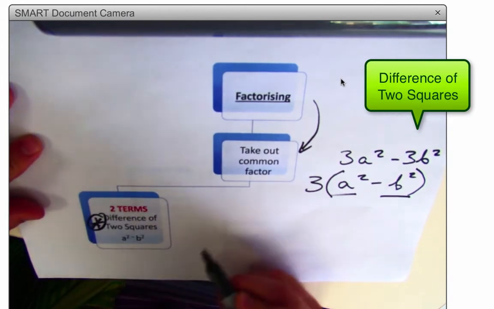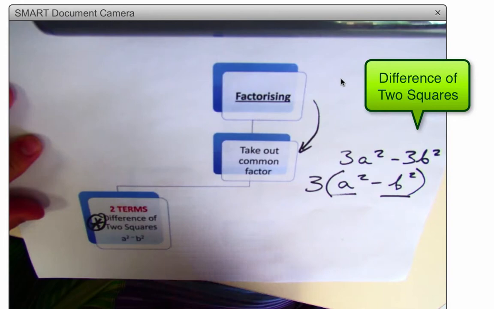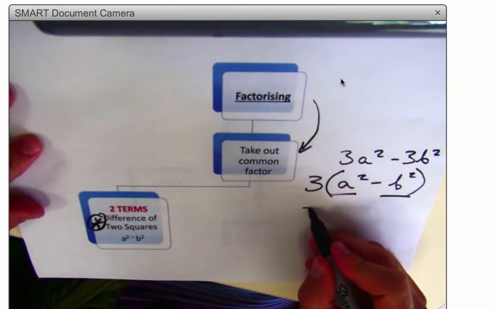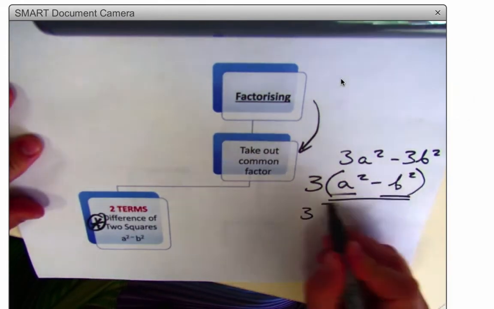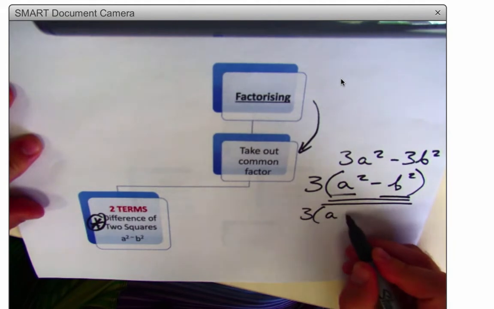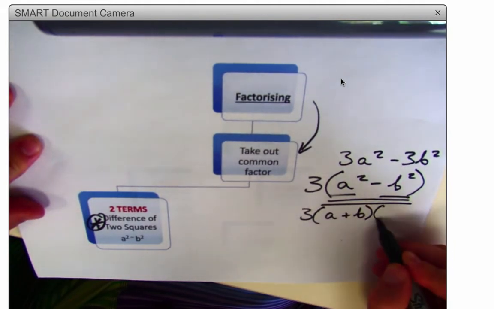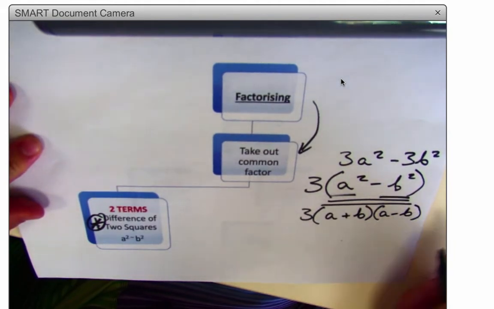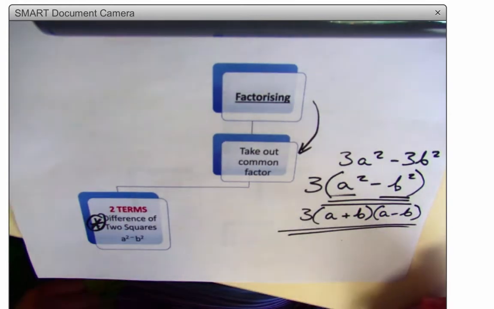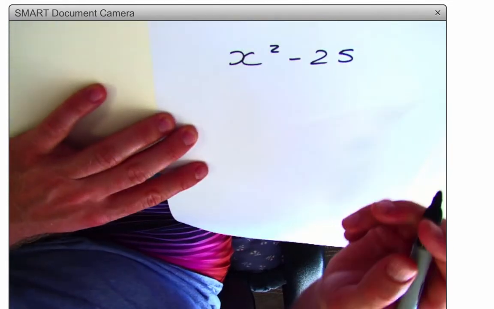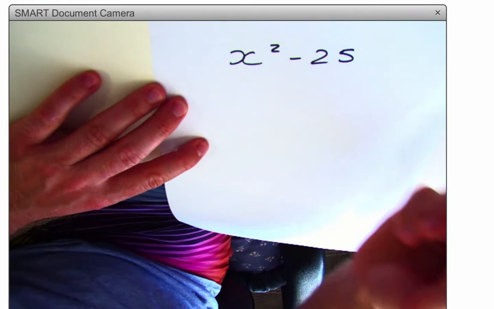Difference of 2 squares. So I follow my diagram, get to difference of 2 squares, which means we can apply the difference of 2 squares to this. It is a plus b, a minus b. And we are there. Okay, so if I slide the paper down, you can see it's x squared minus 25.